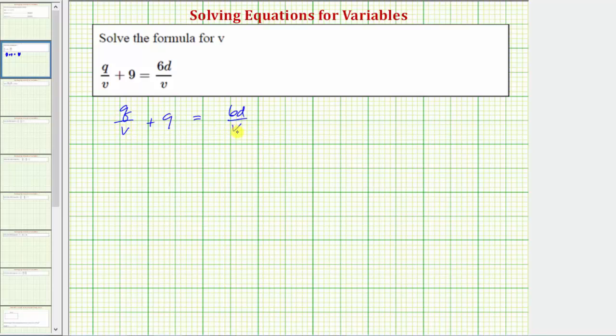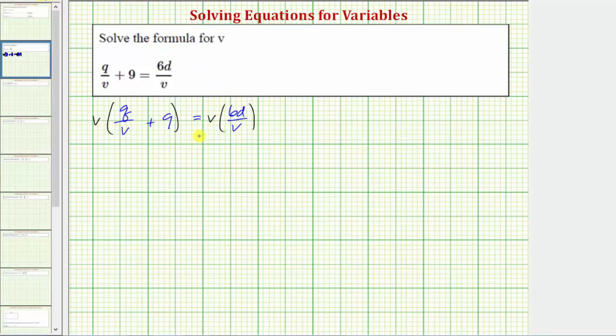But also remember, when we have an equation that contains fractions, we have the option of clearing the fractions from the equation by multiplying both sides of the equation by the least common denominator. Notice how here, because the least common denominator would be v, let's begin by clearing the fractions from the equation by multiplying both sides of the equation by v. So we'll multiply the left side by v, and we'll multiply the right side by v.